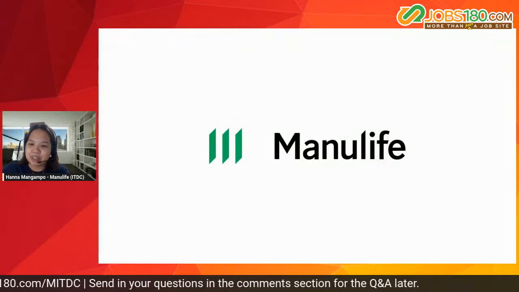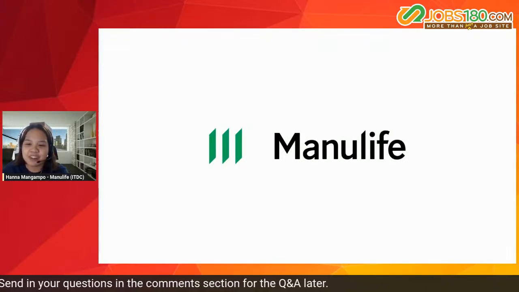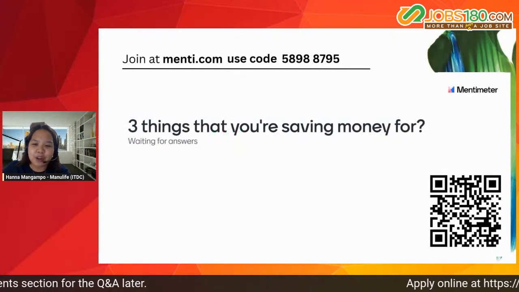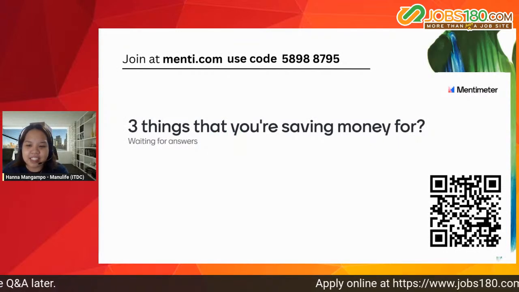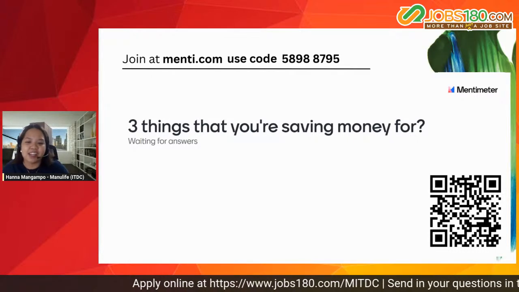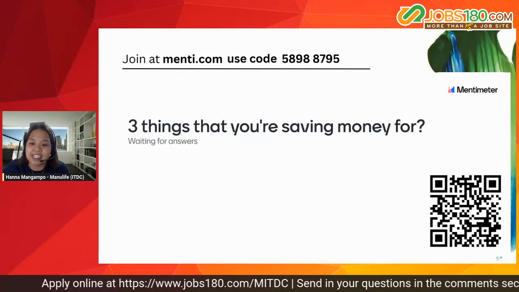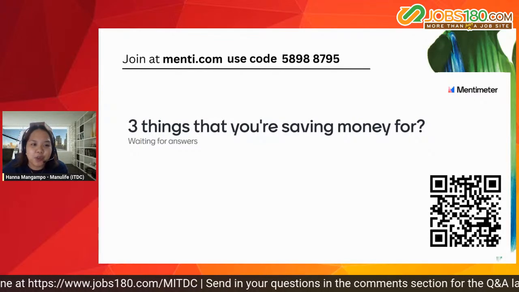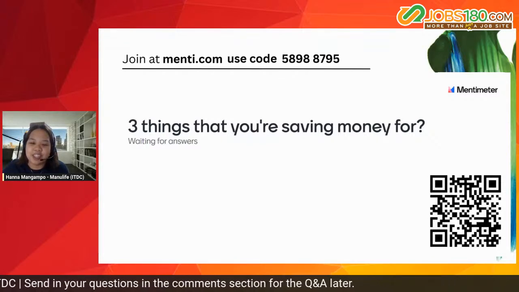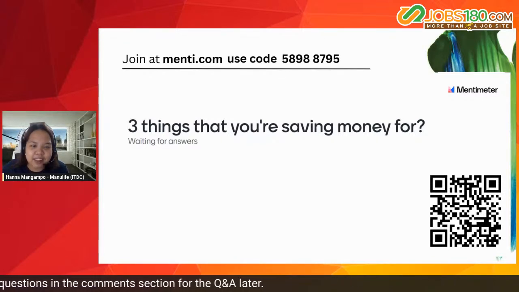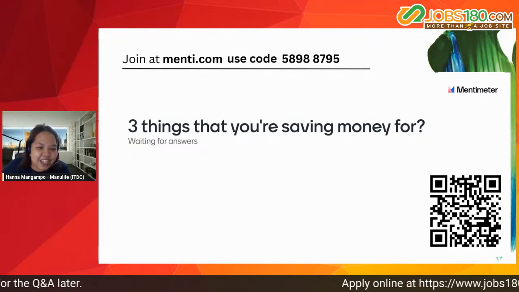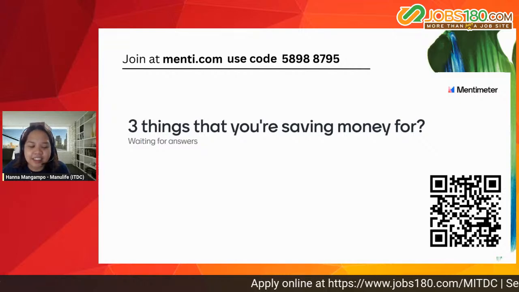So, to formally begin our discussion, let's have a sort of an icebreaker first for a minute or two. So, I have here a Mentimeter. You can access menti.com using this code 58988795 or scan the QR instead. And let's see your answers to the question, what are the three things you're saving your money for? You can type in up to three answers. So, go ahead and let me see.